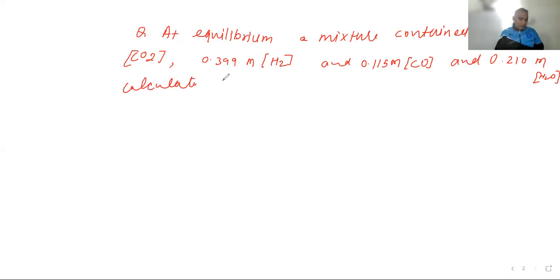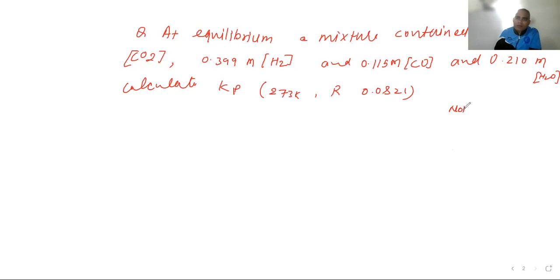Calculate Kp, they are asking. The temperature they have mentioned is 273 Kelvin, and the R value they have given is 0.0821.